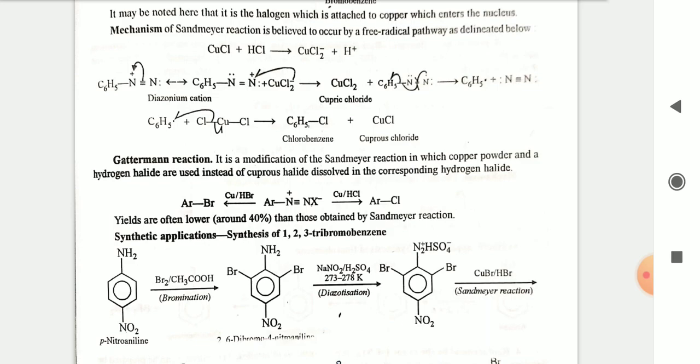Gattermann's reaction. It is a modification of the Sandmeyer reaction in which copper powder and a hydrogen halide are used instead of cuprous halide dissolved in the corresponding hydrogen halide. Yields are often lower, around 40%, than those obtained by the Sandmeyer reaction.